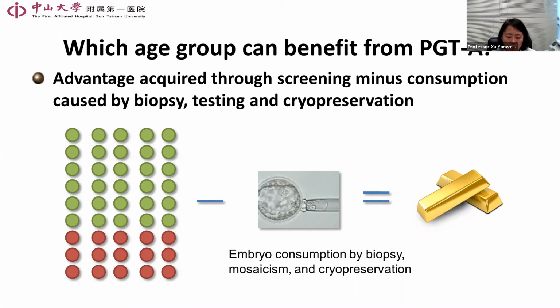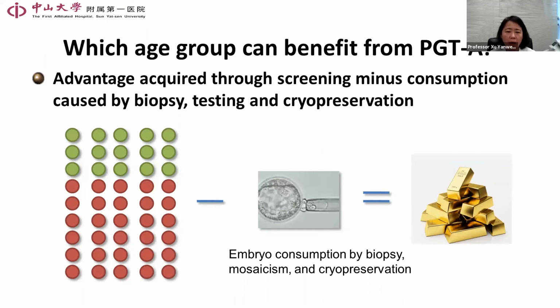In this group of patients with high aneuploidy rates, each time we do the PGT-A, the patients may have an increased chance of transferring a euploid embryo. That's to increase the chance of live birth rates and reduce the time to get a pregnancy. And this benefit overcomes the embryo consumption caused by embryo biopsy, mosaicism, and vitrification.